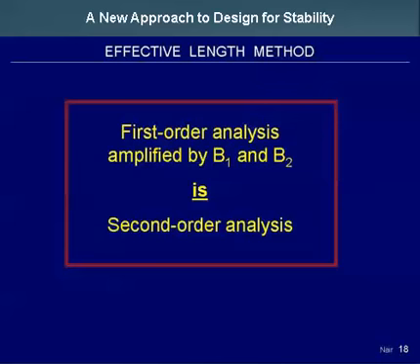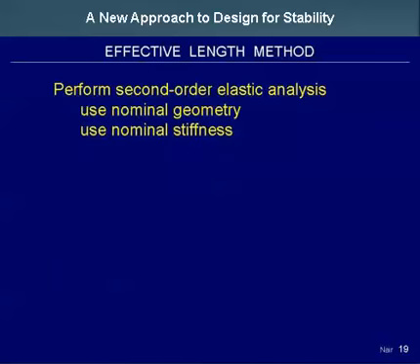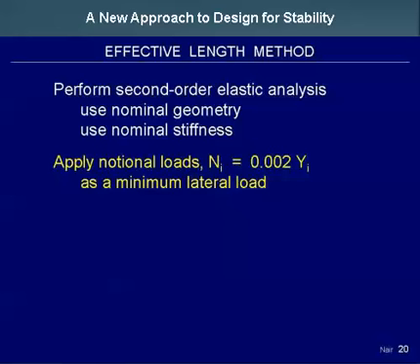And again, remember, first order analysis amplified by B1 and B2 is second order analysis. So anyway, you do that second order analysis. Then you apply notional loads of 0.002 Y sub i as a minimum lateral load. And this is new. This you did not have to do in the previous specification.